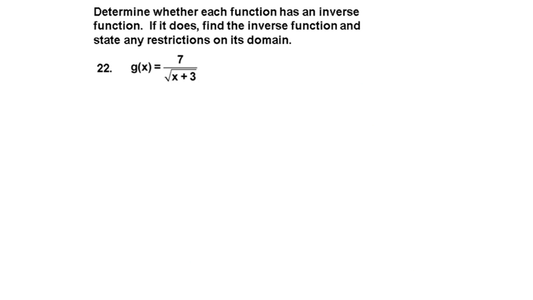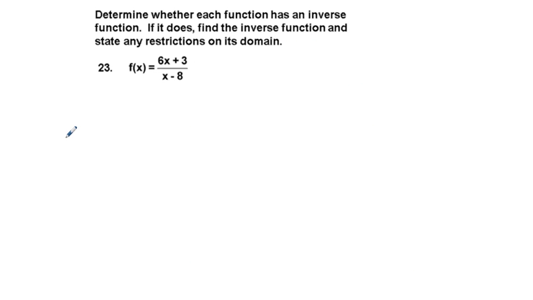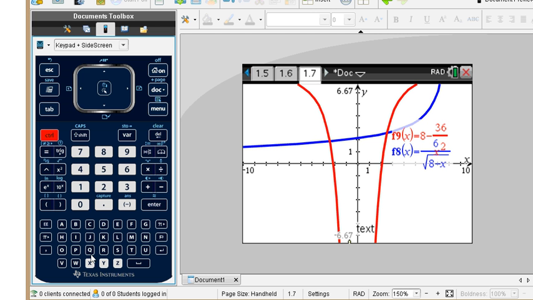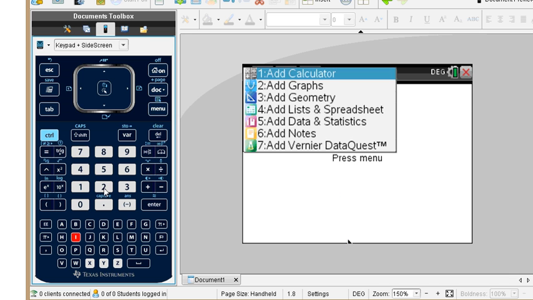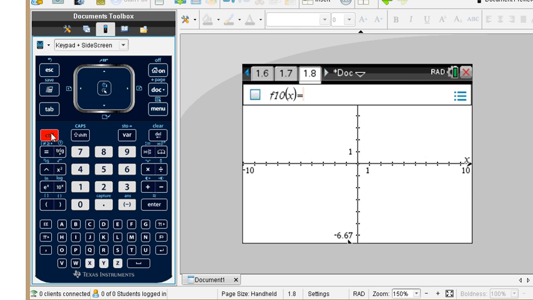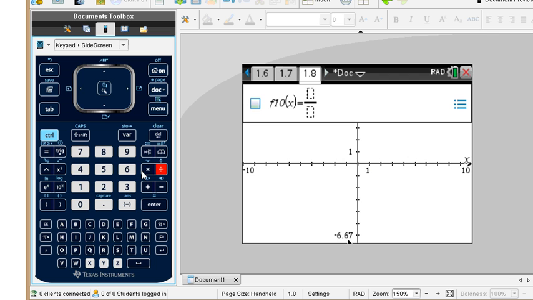Next on our problem 23, we have f of x equals 6x plus 3 over x minus 8. So to graph this, we have 6x plus 3 over x minus 8.